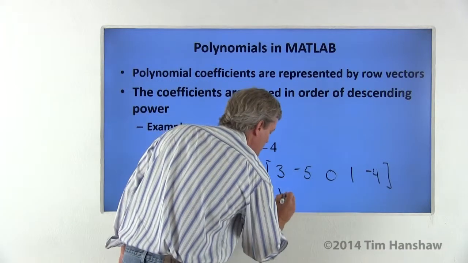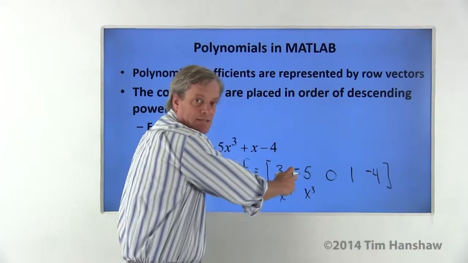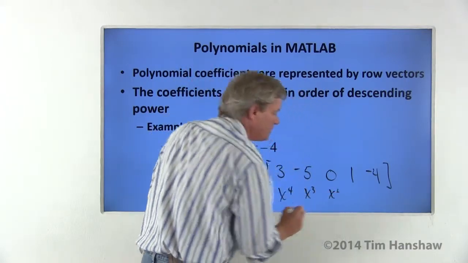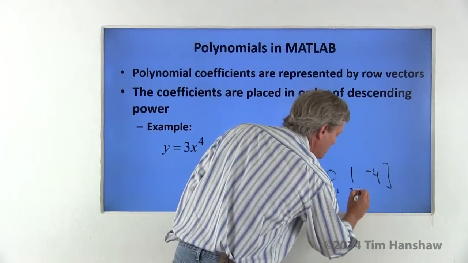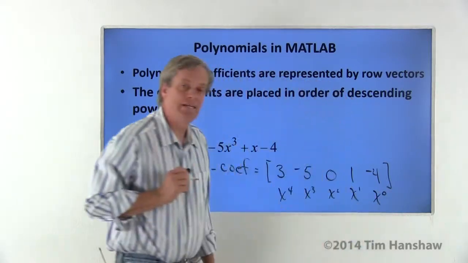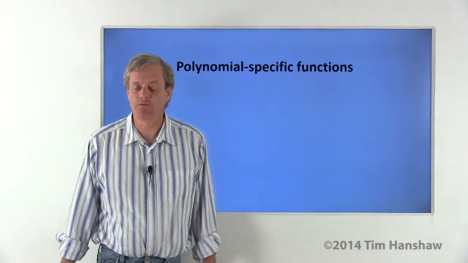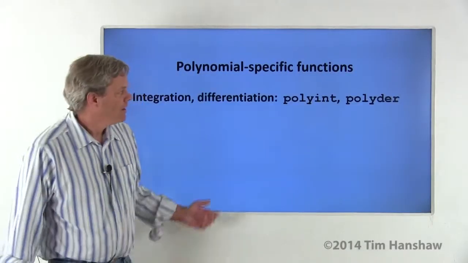So our highest order coefficient is x to the 4th. Then this multiplies x cubed, 0 multiplies x squared, 1 multiplies x to the 1st, and negative 4 multiplies x to the 0th. Matlab has several functions that are intended for use with polynomials.